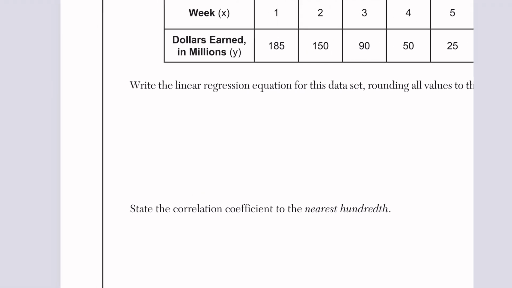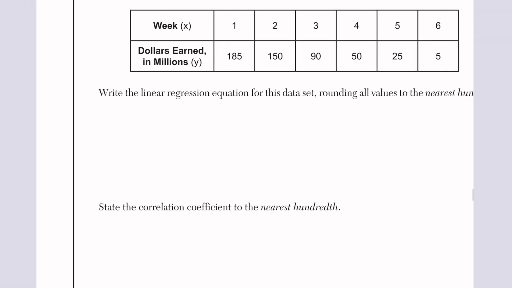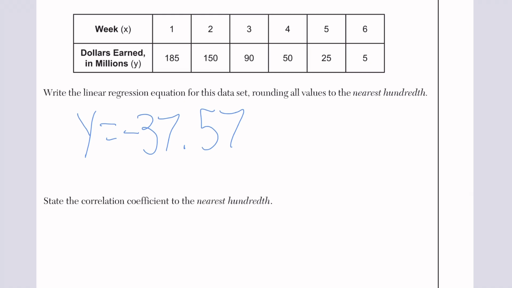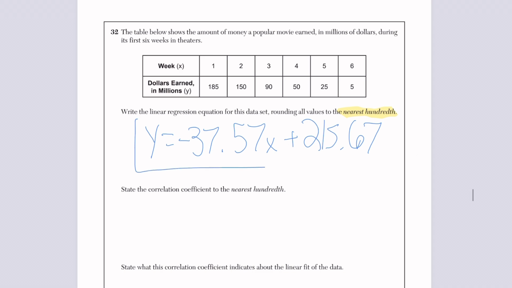A represents the value before the X and B represents the constant. So it's going to be y is equal to -37.57. Oh, well, it says to round to the nearest hundredth, so you're going to have to round to the nearest hundredth. x plus 215.67. That is your linear regression line from the calculator.